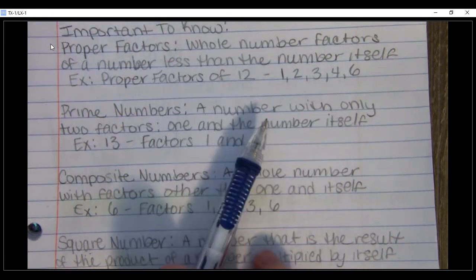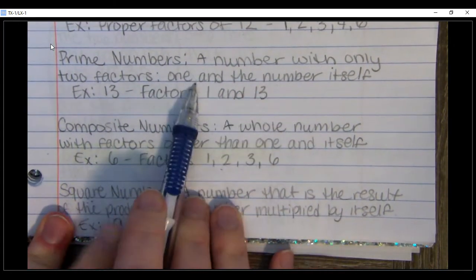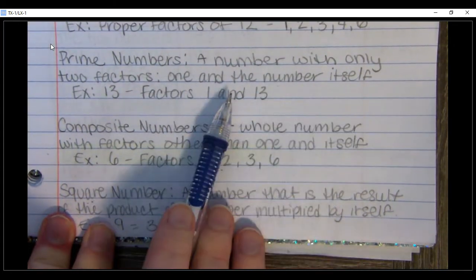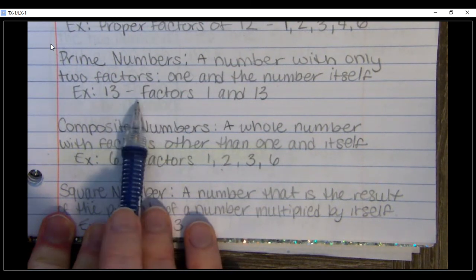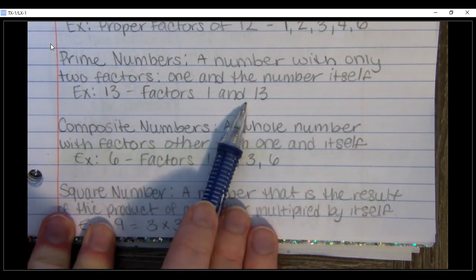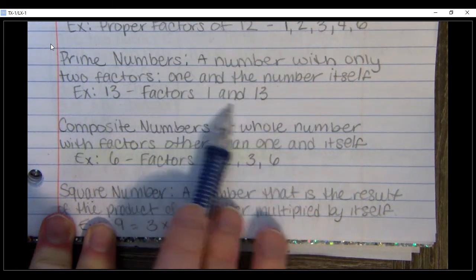Prime numbers. A prime number is a number with only 2 factors, so 1 and the number itself. So for example, 13. Factors of 13 are only 1 and 13. Nothing else. We can't multiply by 2, 3, 4, 5, 6, 7, 8, 9, 10, or 11 to equal 13. It's just 1 and 13.